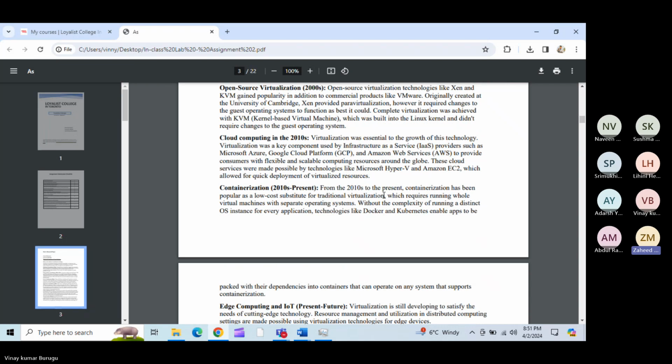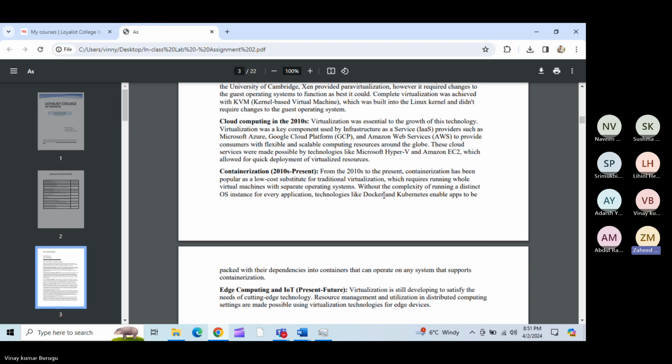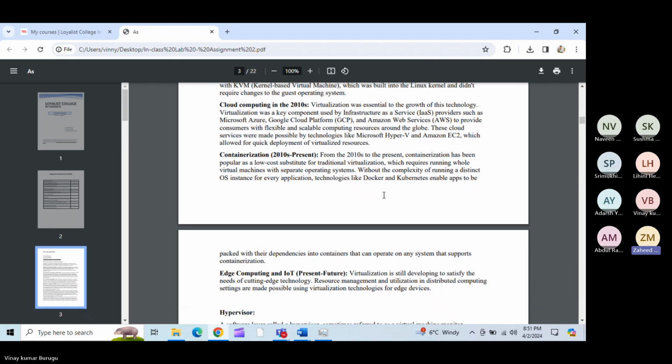Then in the 2010s, cloud computing. Virtualization was essential to the growth of the technology. Virtualization was a key component used by infrastructure as a service providers such as AWS, Amazon Web Services, Google Cloud Platform, GCP, and Microsoft Azure to provide consumers with flexible, scalable computing resources around the globe. These cloud services were made possible by technologies like Microsoft Hyper-V and Amazon EC2, which allowed quick deployment of virtualized resources.